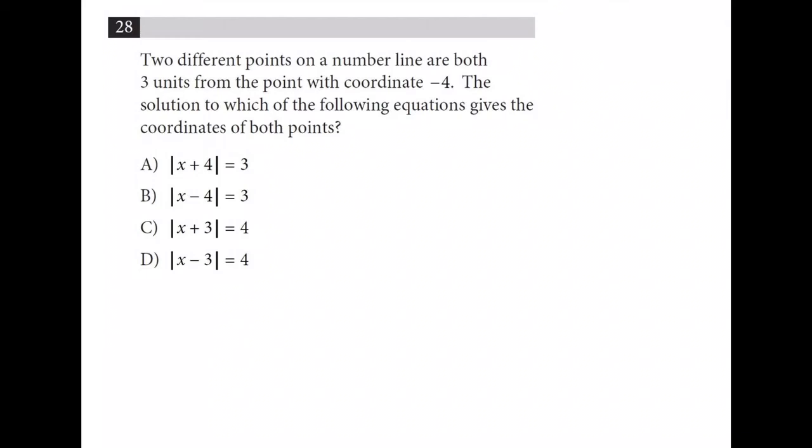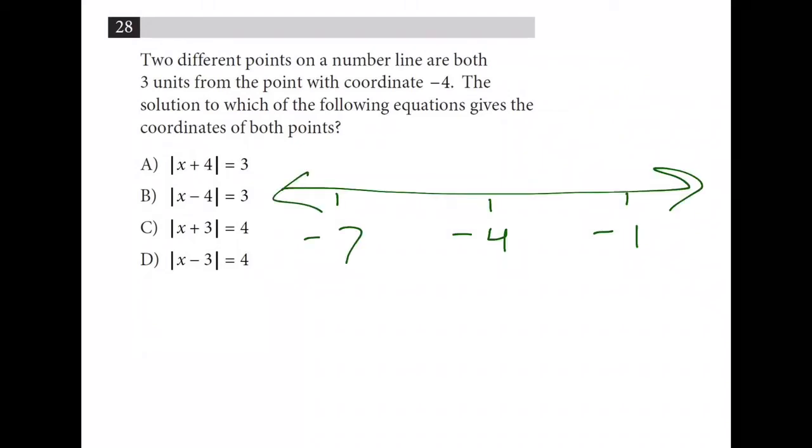28. Two different points on a number line are both 3 units from the point with coordinate negative 4. The solution to which of the following equations gives the coordinates of both points? So just from the definition of absolute value and from how you transform and translate equations, we could know that 3 goes here on the right, and to get to negative 4, inside of the bracket, you take the opposite, plus 4, and you could jump right to the answer A.